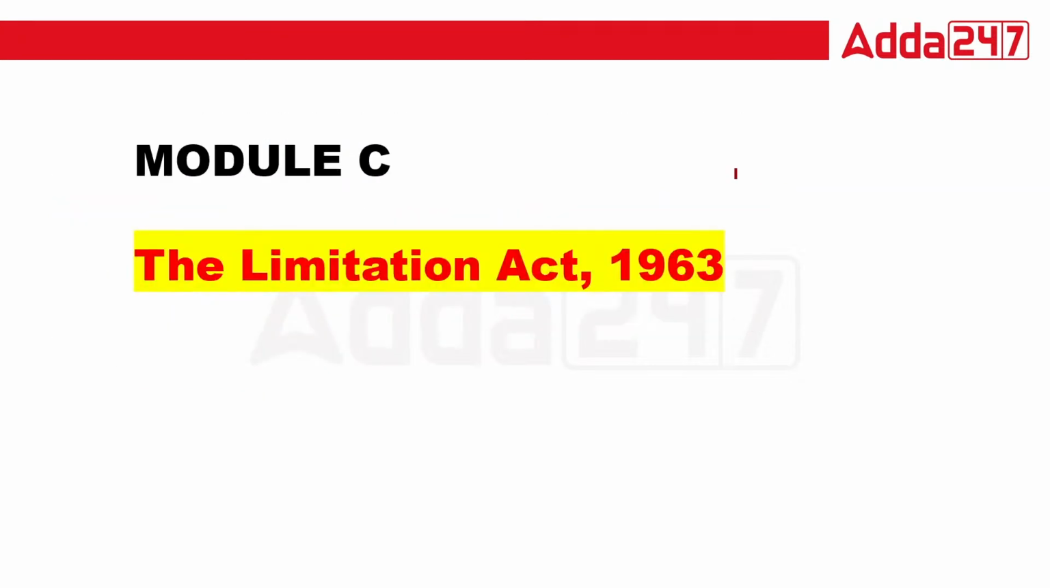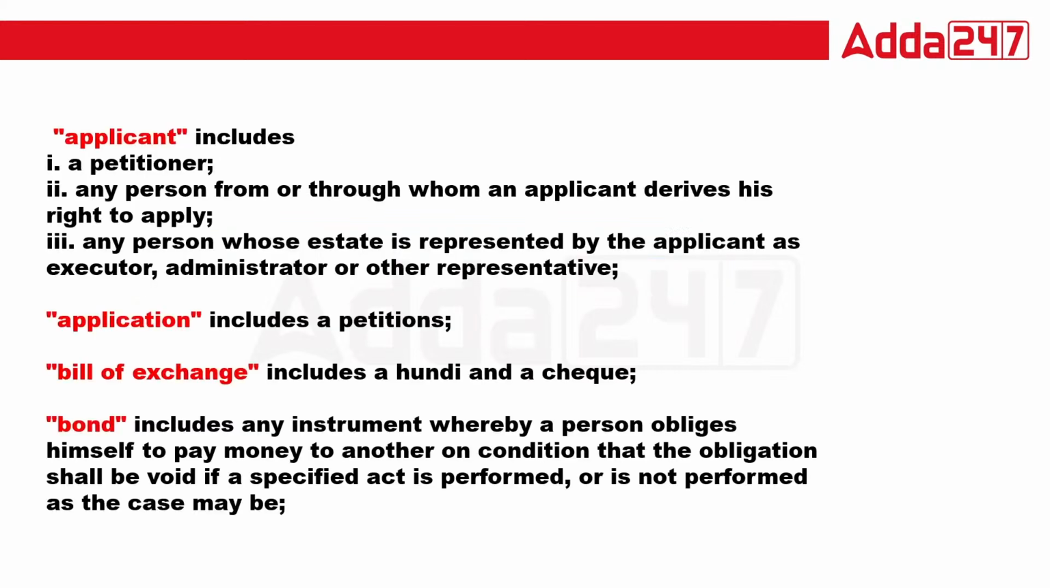Okay, now class, the Limitation Act 1963. Applicant means a petitioner, any person from and through whom an applicant derives his right to apply, any person whose estate, that is property, is represented by the applicant. Application includes petition. Bill of exchange includes hundi and cheque. Bond includes any instrument whereby a person obliges himself to pay money to another on condition that the obligation shall be void. That is a bond.